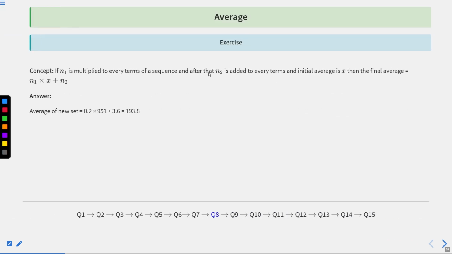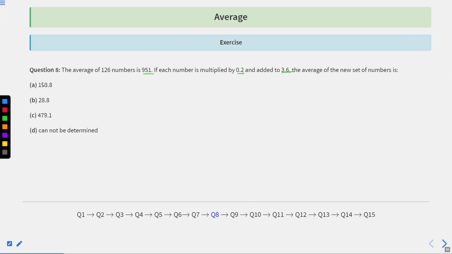So the concept that will be used here is, if n1 is multiplied to every term of a sequence and n2 is added to every term, then the initial average x will change to n1 times x plus n2. So the average of the new set will be 0.2 times 951 plus 3.6. That is nothing but 193.8. So the correct option here will be option number A, that is 193.8.